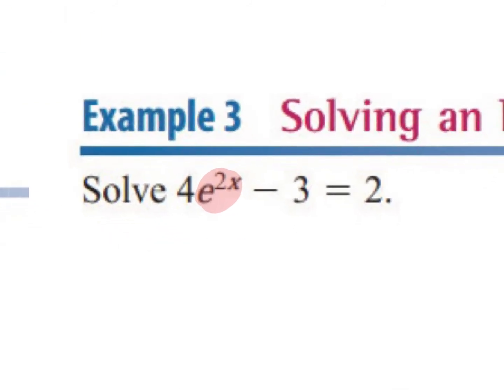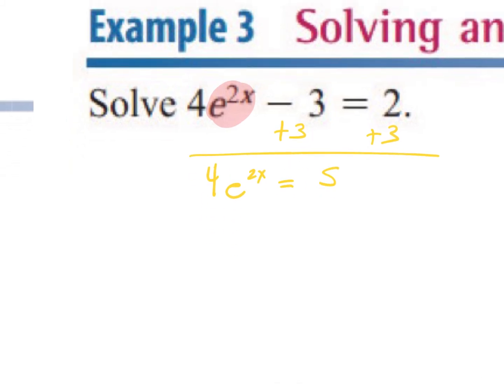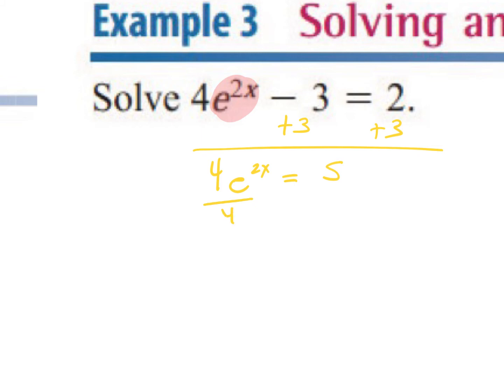What's the opposite of e? ln. E and ln are opposite of each other. So I have to get that e to the 2x by itself. So what do I do first? Guys, it's just like solving 4x minus 3 equals 2. I'm going to add 3. So I have 4 e to the 2x equals 5, right? And then what? Divide by 4. So I have e to the 2x equals 5 over 4.